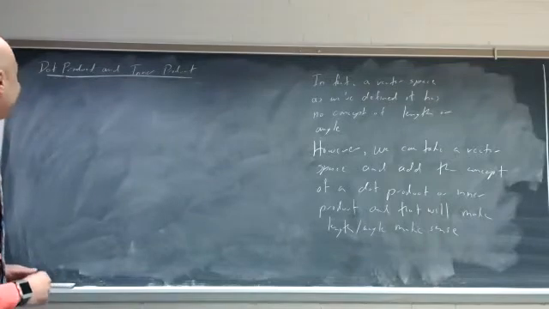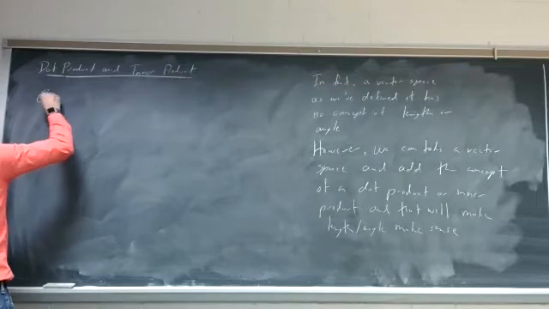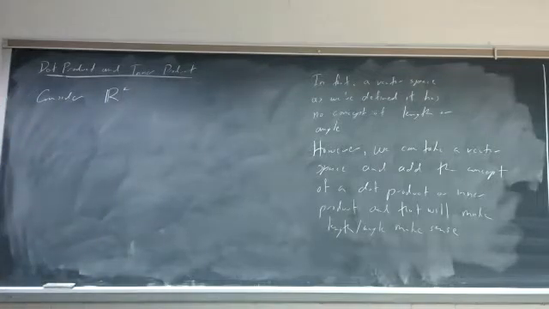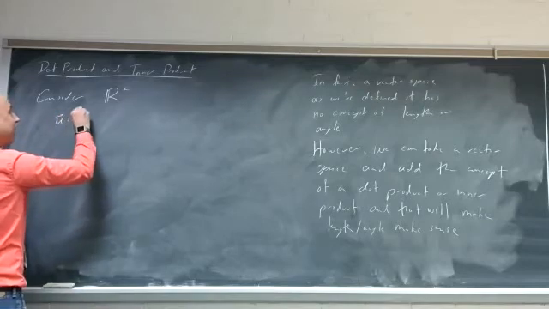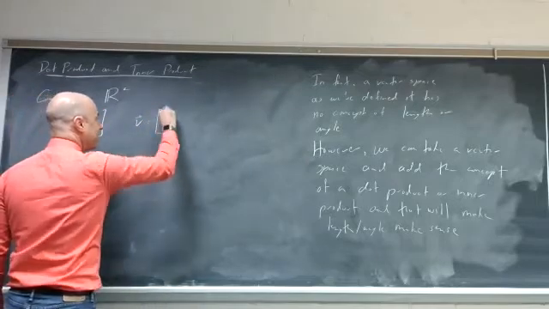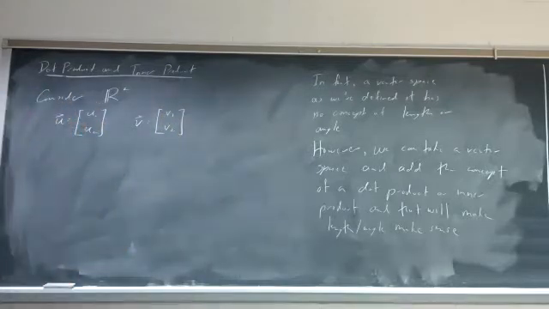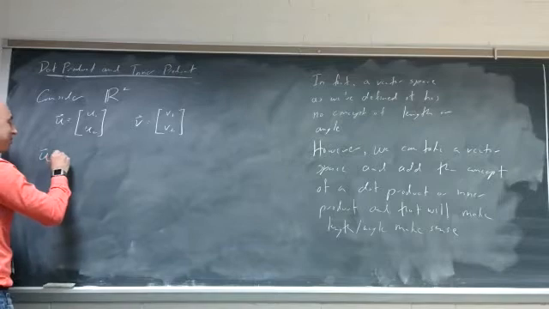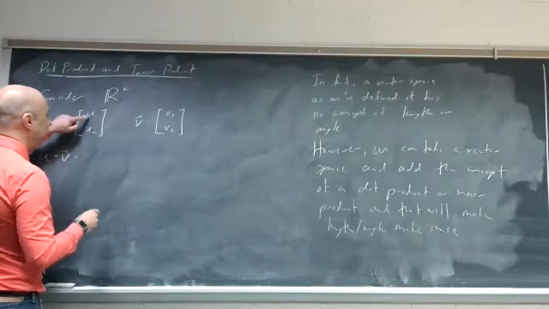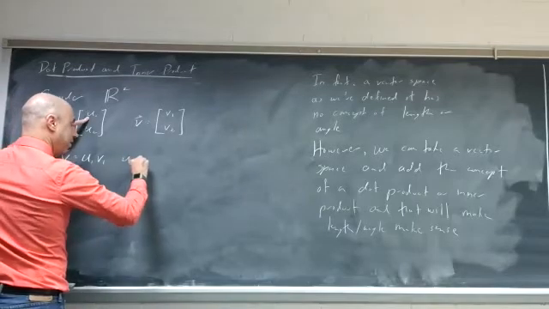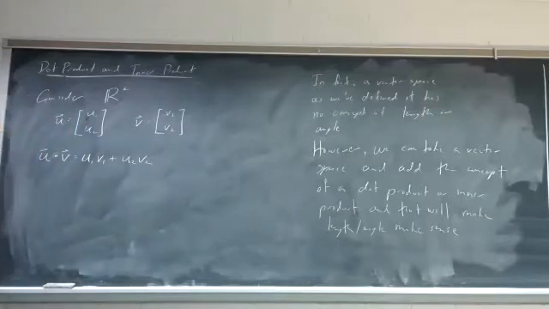So let's consider R2. And we'll let U be the vector U1, U2. And we'll let V be the vector V1, V2. These will be two vectors in R2. They're in R2, obviously, because we have two components. It's not difficult to compute the dot product of these two vectors. U dot V, you take the first components and multiply them. You take the second components and multiply them, and you add them up. That's all there is to it.